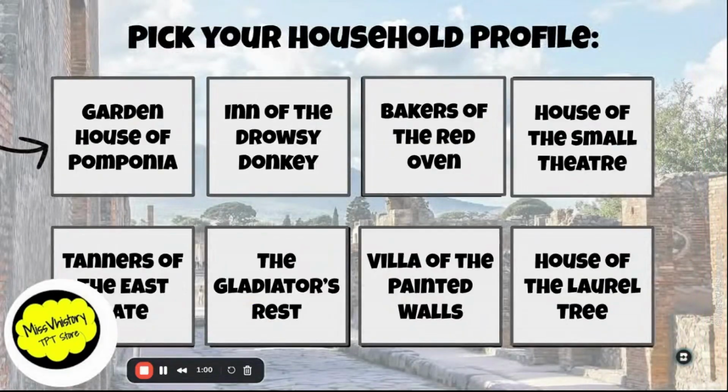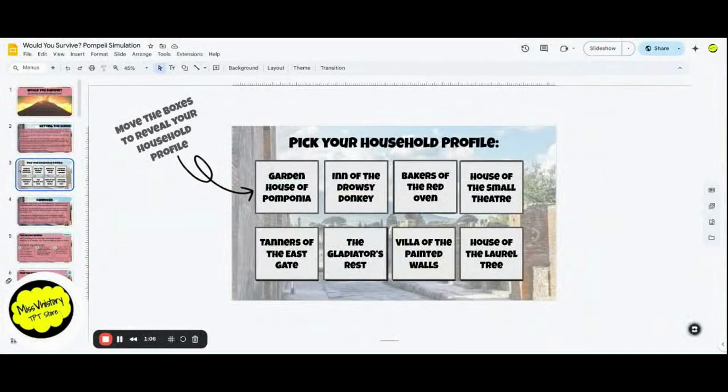So the first thing that they're going to do, and this is the only part that you're not going to want to do in full screen, is you're going to have your students decide on their household profile. So for my students, I usually group them in groups of 3 or 4. And together they decide what their profile household will be. So let's say they choose baker of the red oven.